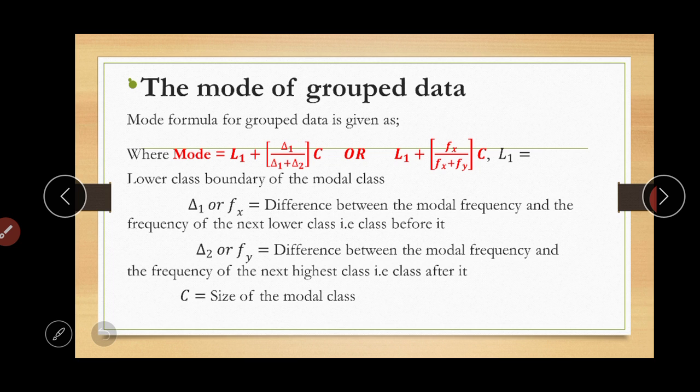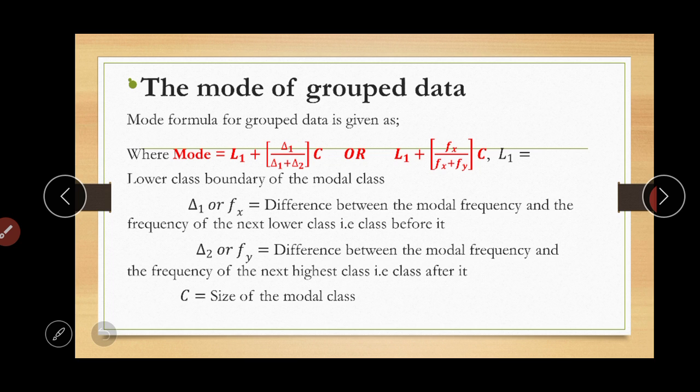For grouped data, the mode is L1 plus lambda 1 over lambda 1 plus lambda 2, into C. That is, L1 plus f1 over f1 plus f2, into C.